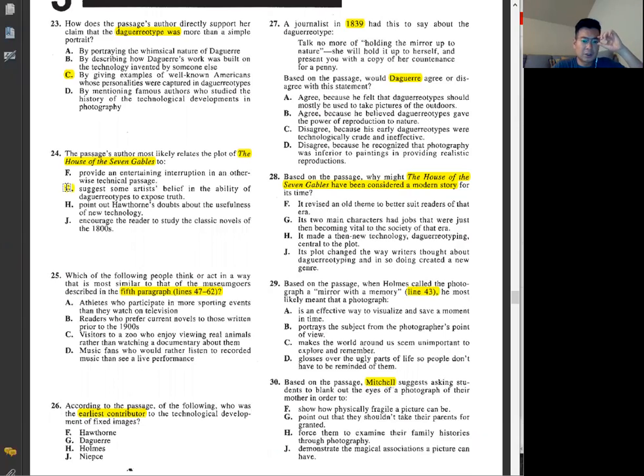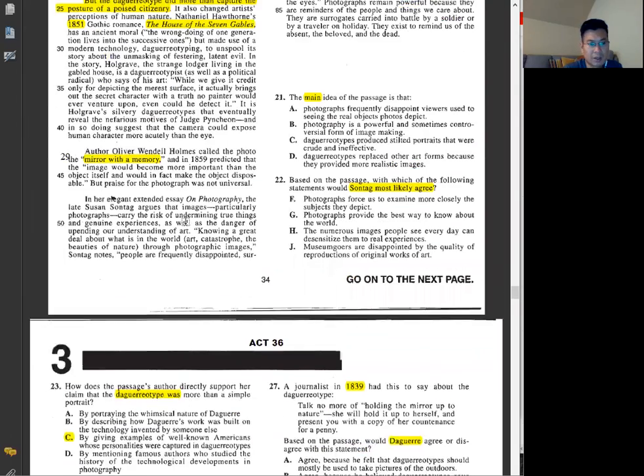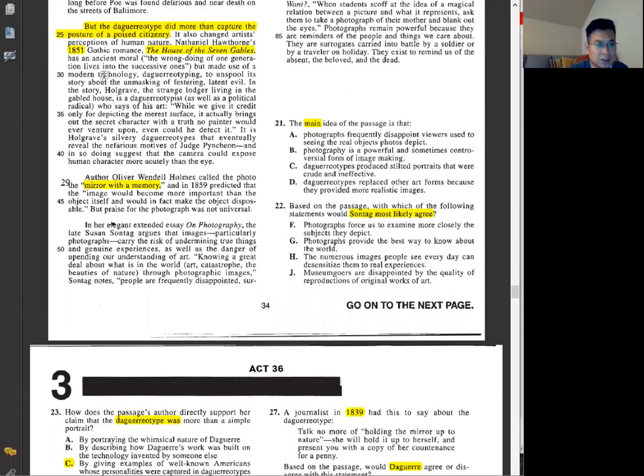And then keep moving on. Also, question 28 talks about The House of the Seven Gables and the modern story each time. Because it's a new technology, right? And the daguerreotype is the one that shows whatever the plot is. So that is H. And continue reading. That's what it says right here, line 30. And then Holmes, and so on.